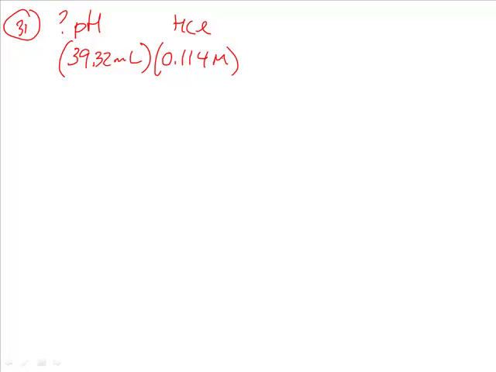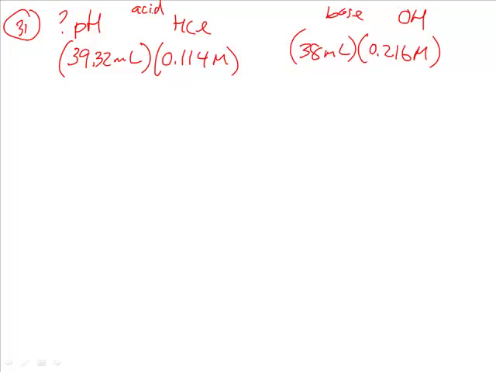is asking for the pH of a solution. After you add an amount, in this case I'll use 39.32 milliliters, and concentration of 0.114 molar, and this is all HCl, and it's added to 38 milliliters of 0.216 molar KOH. So this is my base, this is my acid.